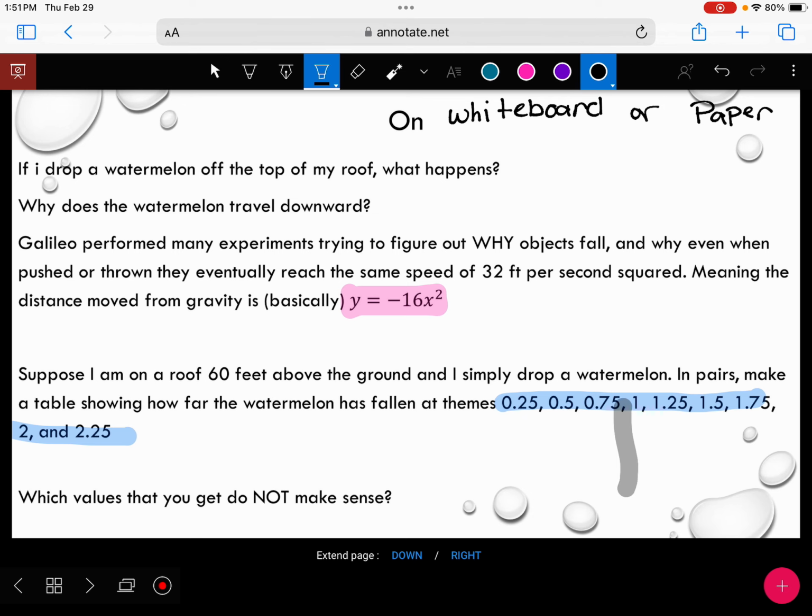All right, so let's start talking through this. If we're on the roof 60 feet above the ground, here I am standing on my roof and I'm holding a watermelon. How far has the watermelon traveled in 0.25 seconds? How far did it move?